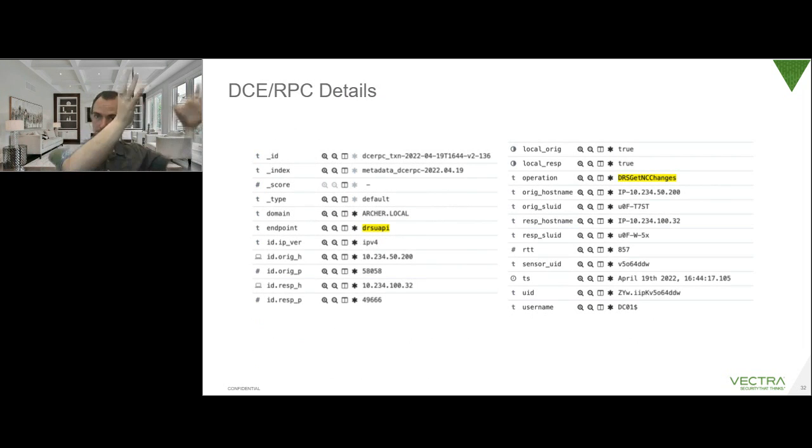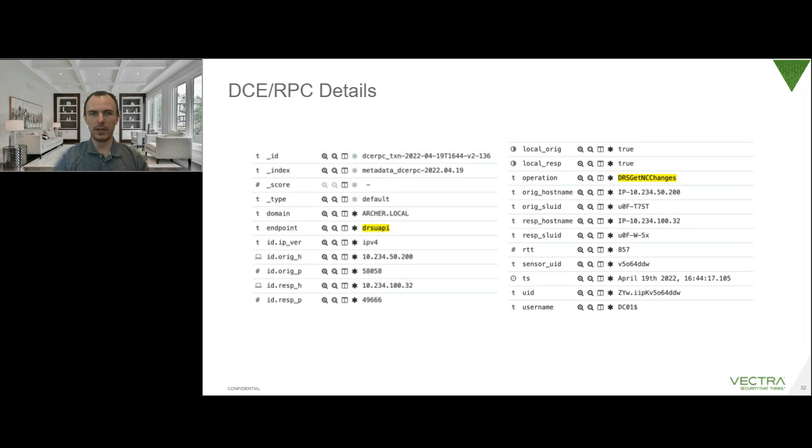So taking that from PCAP into metadata, what is it that we're showing here? In the DCE RPC metadata stream, you'll have specific details for this protocol. About a third of the way down on the left, you have a domain. This is, in this particular instance, the host, right? So it's coming from archer.local here. Endpoint, that is the interface or that library that we're talking about.